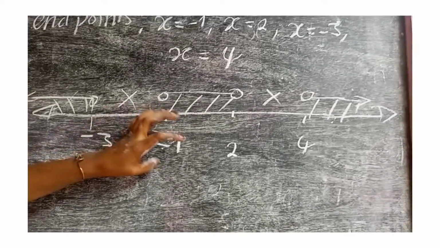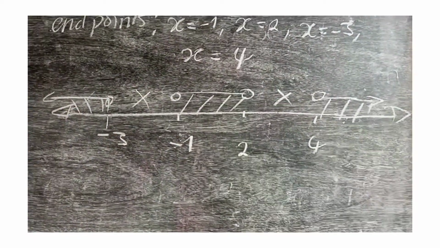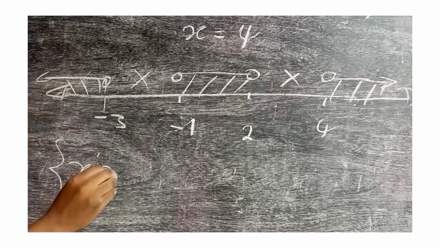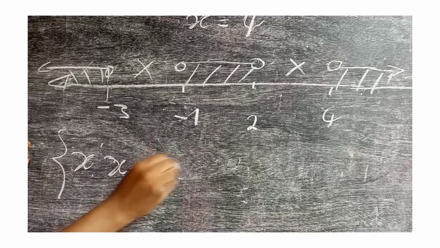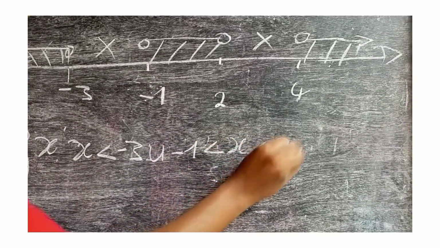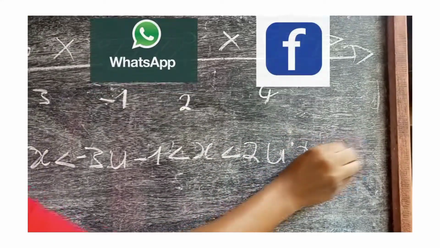But for convenience, it is always good to test the various regions. So our solution set will be such that x is less than negative 3, union negative 1 is less than x less than 2, union x greater than 4.